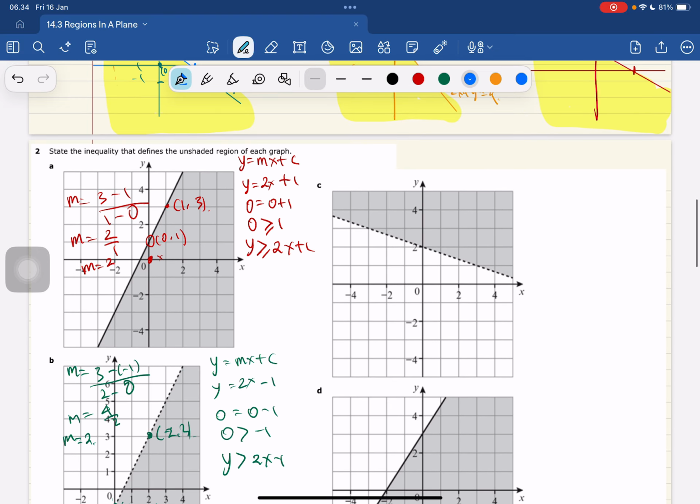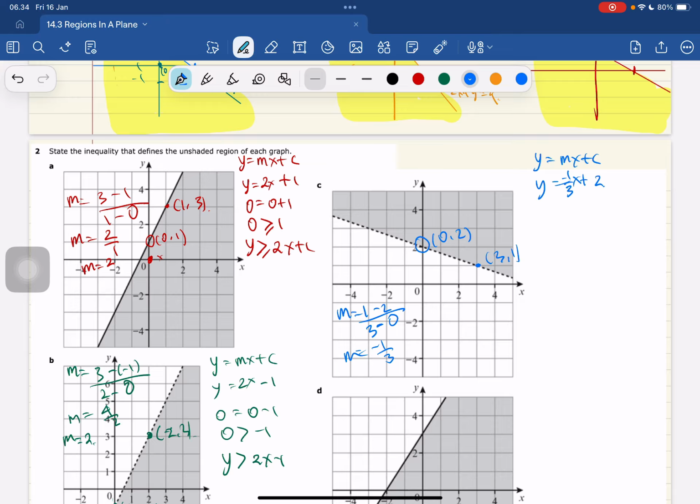Go to c. We can see the y-intercept is 2. So let's take it into the formula y equals mx plus c. The y-intercept is 2. Let us find the gradient. This point is (0, 2), and we can take this point (3, 1). So the gradient is going to be 1 minus 2 divided by 3 minus 0, so minus 1 over 3. So y equal to minus 1 over 3x plus 2.